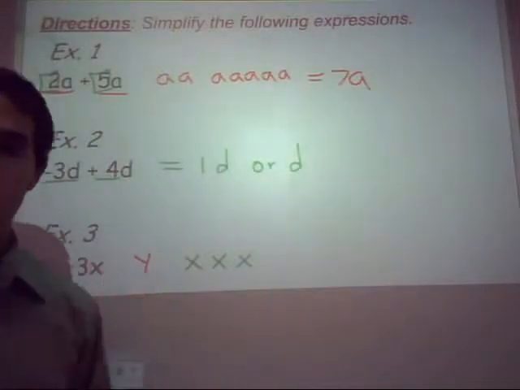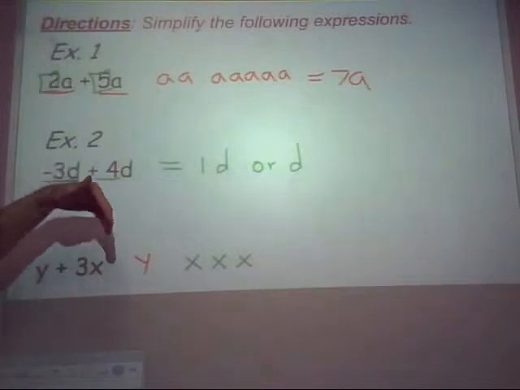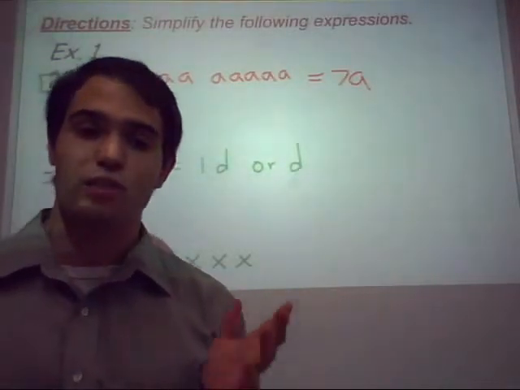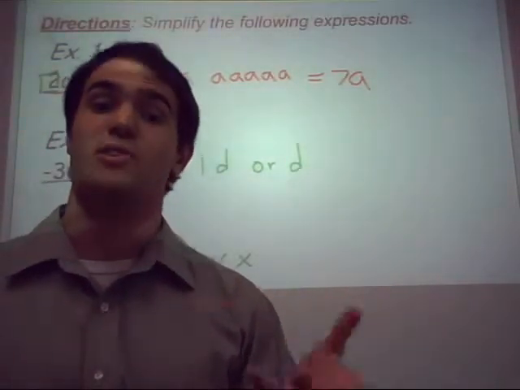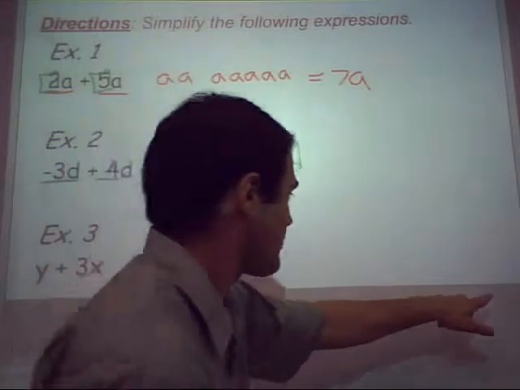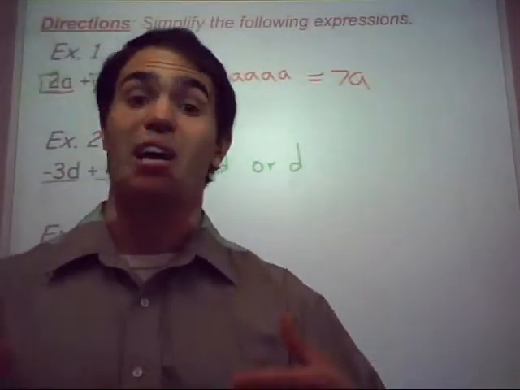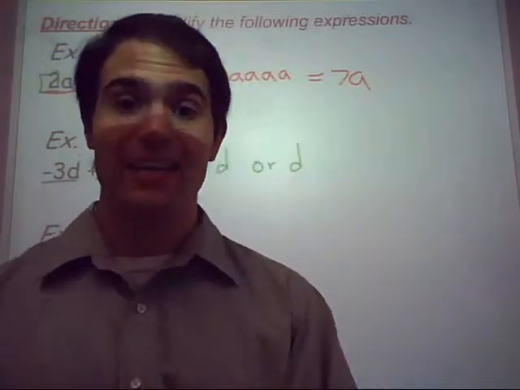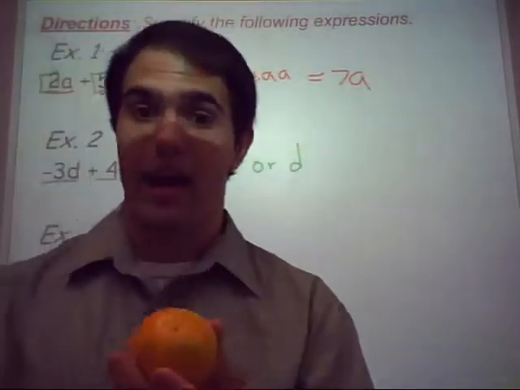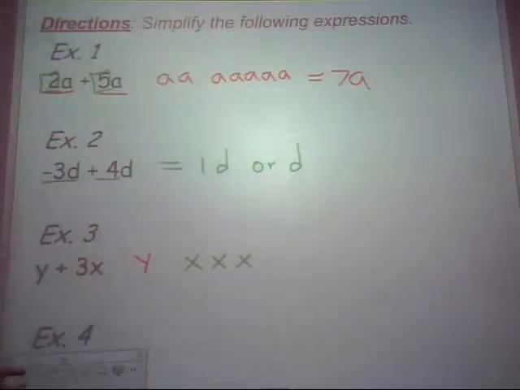So let's go back to number 3. Y plus 3x. Are these like terms? The answer, of course, is no. These are not like terms because we have 2 different variables. Because these are not like terms, I can't simplify this. I can't add apples and oranges.